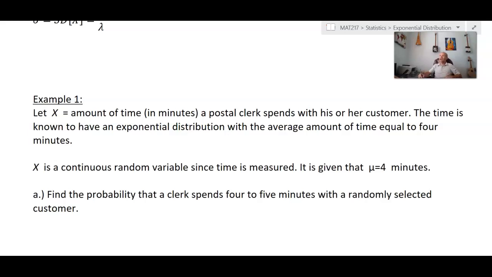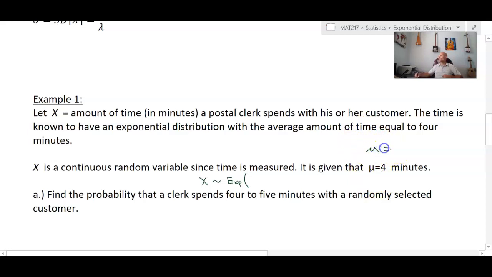Okay, so in this case we're saying x is a continuous random variable since time is measured, right? Time is continuous. There is always time between any two times that you state. So between 0 minutes and 1 second, you have half a second. It is given that mu is equal to 4. So we can write that x is exponentially distributed, and now the average is equal to 4. The average time is equal to 4.